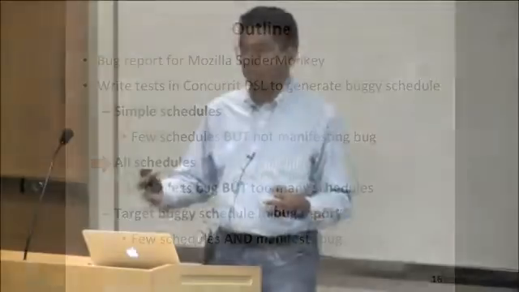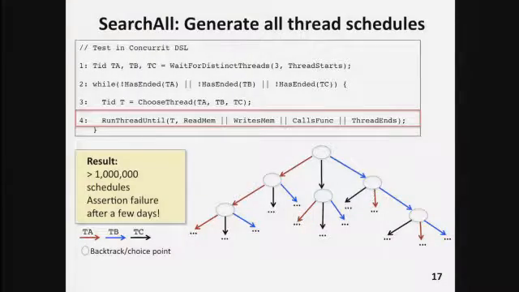That's exactly what we do in the case of model checking. Here is the second test that we write. We just change one line in our test, which says run thread until read mem or write mem or some other event, instead of saying run thread until it ends. This means interleave these 3 threads in all possible ways and explore the entire state space. Now, this is a good test. It actually finds the bug, but it's like model checking. We end up exploring more than 1 million schedules, and it runs for days, and eventually it finds the bug.